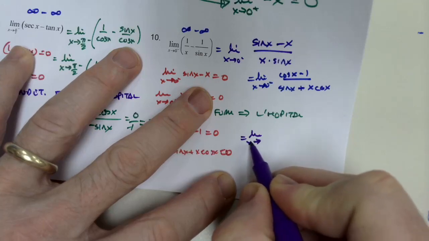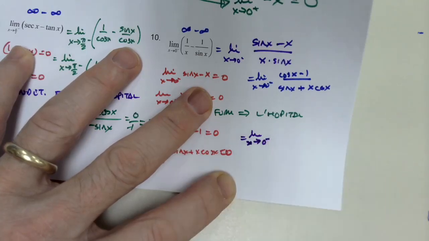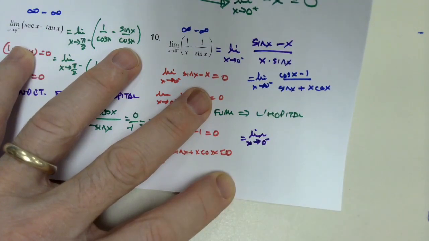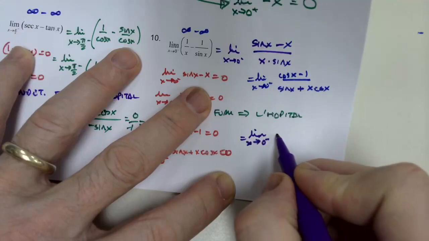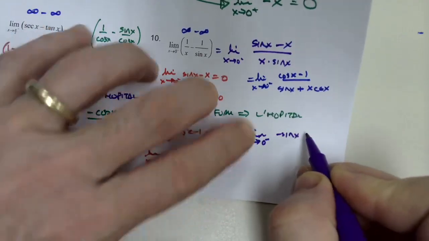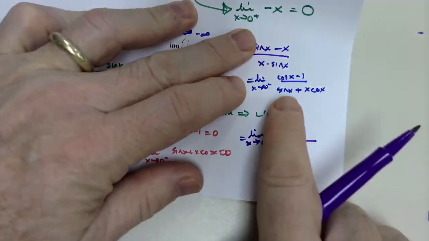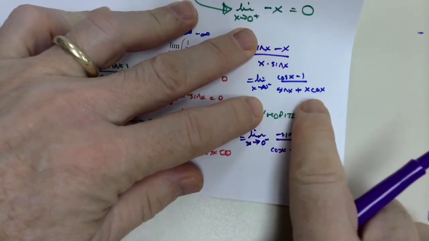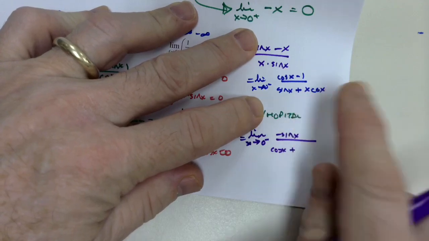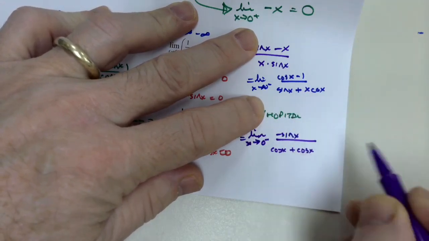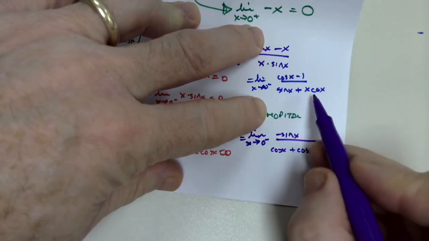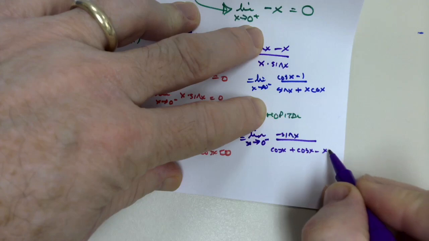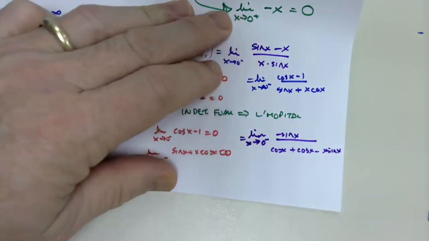We still haven't taken our limit here. This is still the limit as x goes to 0 from the left. Derivative of the numerator would be negative sine of x minus 0. Derivative of sine is cosine. And then we're going to add product rule again. Derivative of the first, keep the second, will be cosine of x. And then keep the first, x, times the derivative of the second, which would be a negative sine of x.